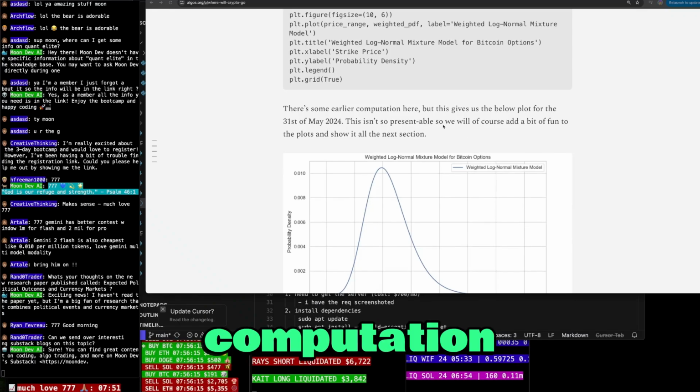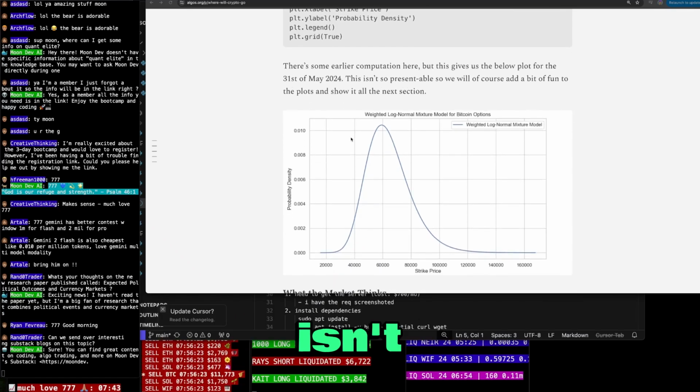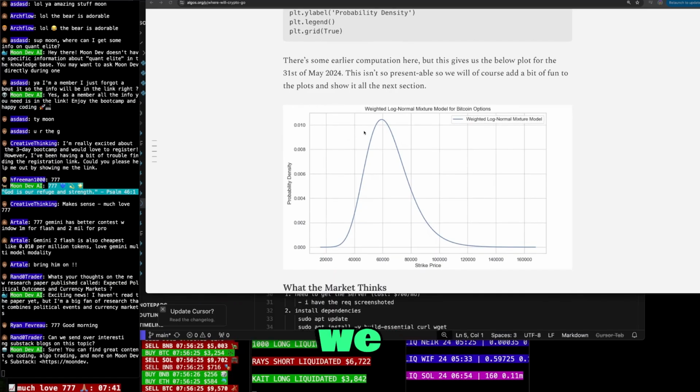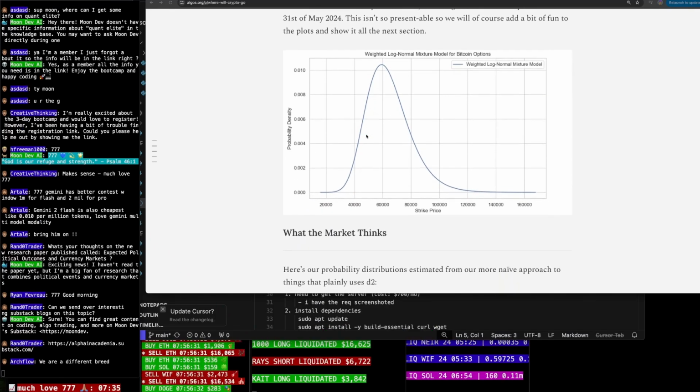There's some earlier computation here, but this gives us the below plot for 31st of May 2024. This isn't so presentable, so we will of course add a bit of fun to the plots and show it all in the next section.